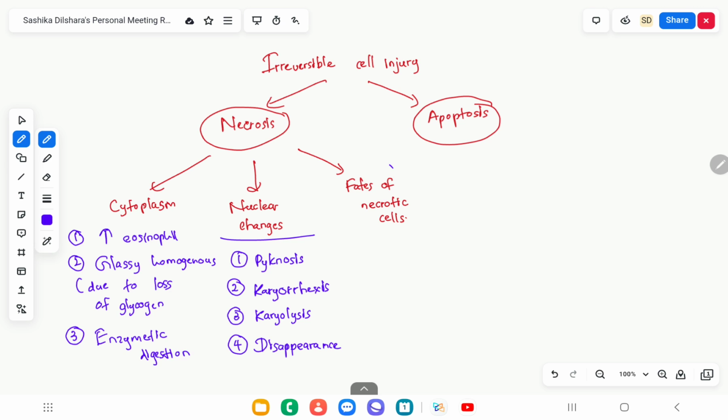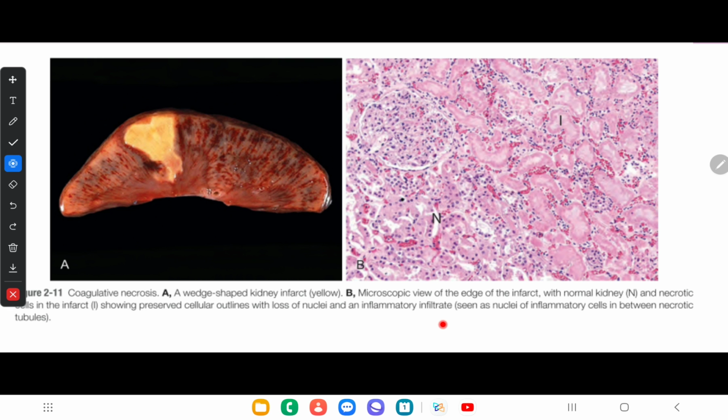When we talk about the fate of necrotic cells, there are two pathways. Dead cells can be replaced by formation of myelin figures, or else sometimes can undergo calcification. Then we will discuss types of necrosis. There are 6 types of necrosis. They are coagulative necrosis, liquefactive necrosis, gangrenous necrosis, caseous necrosis, fat necrosis, and finally fibrinoid necrosis.